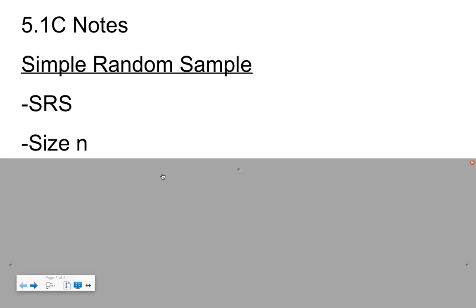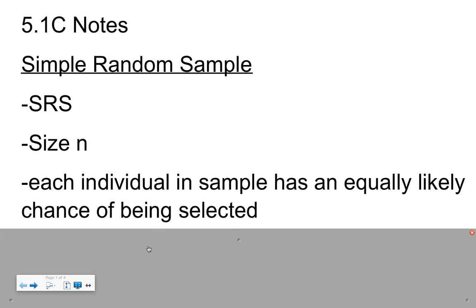It's abbreviated SRS. We say it has size n, which n just represents how many people are going to be in your sample. So if there's 31 of you in this class and I wanted to pick 4 of you, I would say n is equal to 4. It's just how many people are going to be in my sample.